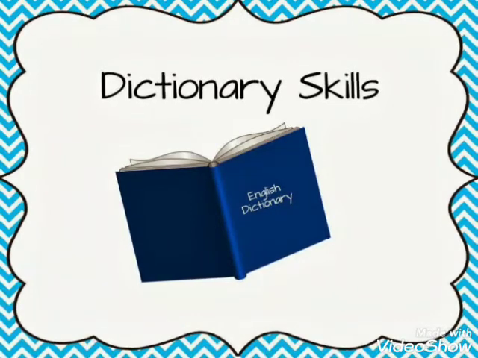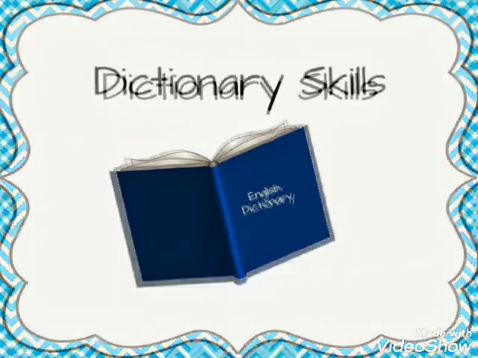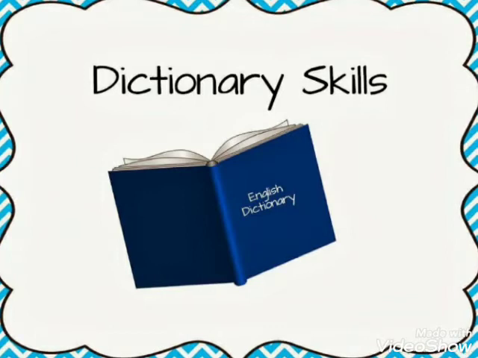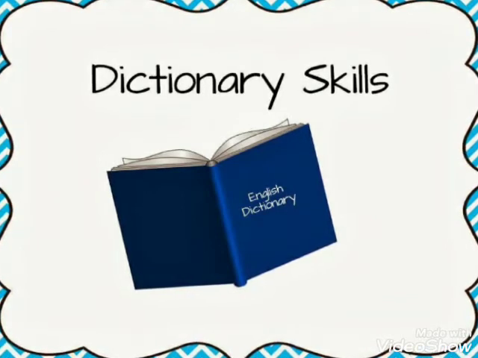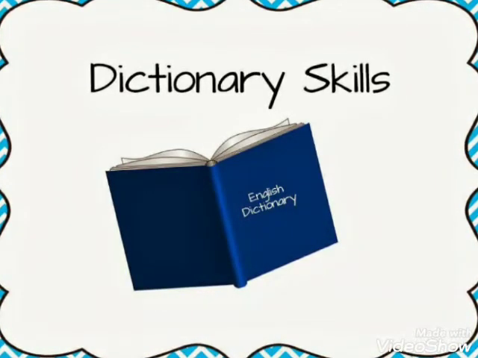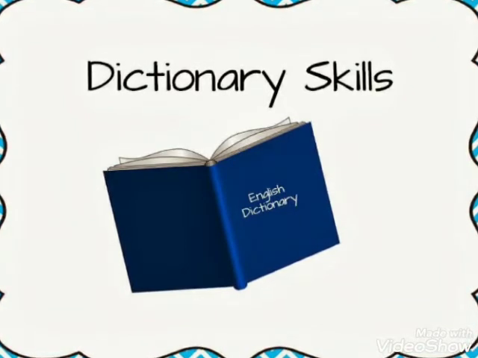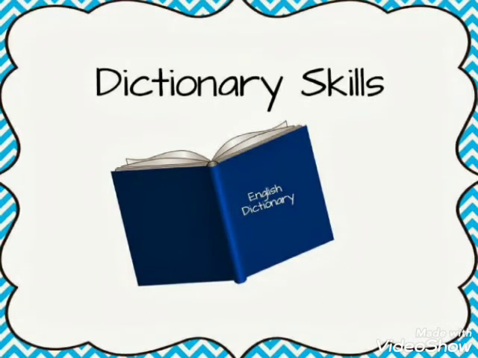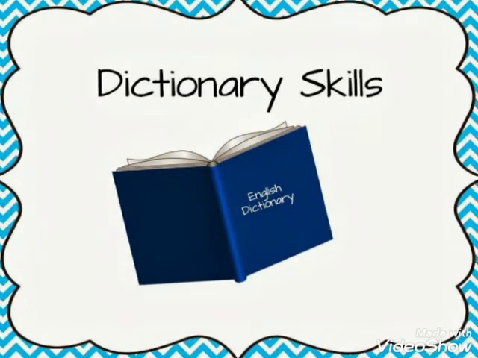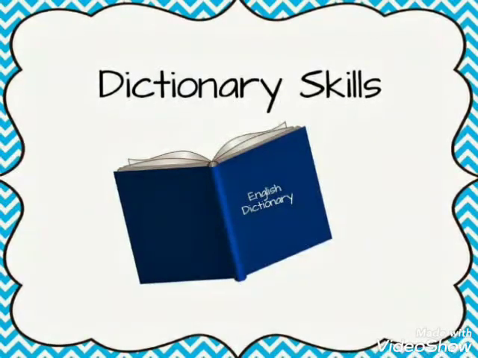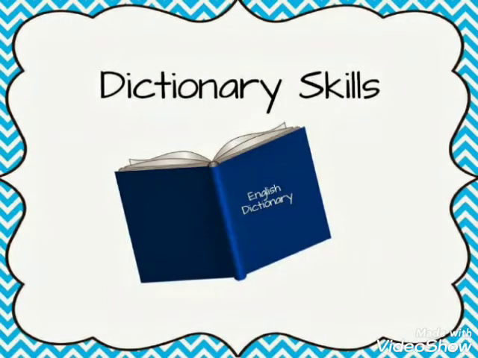Next we are going to learn about guide words and entry words. So children, when you open a dictionary, if you want to find a word, you can see on the top left of the page there is a word written in bold letters. It is called a guide word.